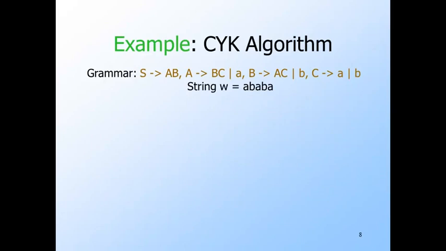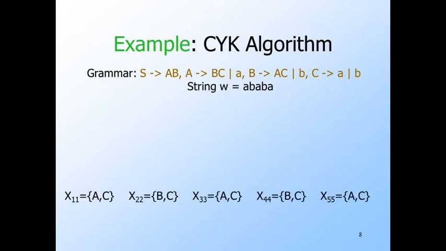We're going to do an example of the CYK algorithm. Here's the CNF grammar we'll use, and the input string w will be ababa. It is of length 5, so we're going to compute sets of variables X sub ij for i less than or equal to j, i greater than or equal to 1, and j less than or equal to 5. That's a triangular array.